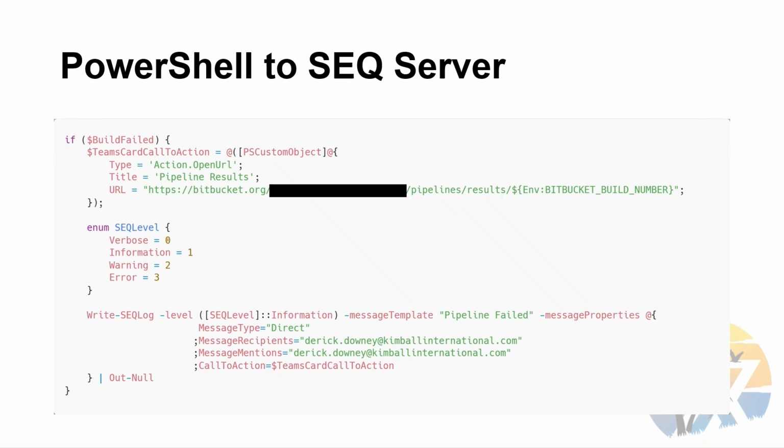So you can see at the bottom we have a message template. It says pipeline failed, message properties. It is a direct message, and the message recipients is me, Derick Downey, and message mentions is me, Derick Downey, and then the call to action is that object I created at the top. So I'm sending structured information to our centralized logging server.